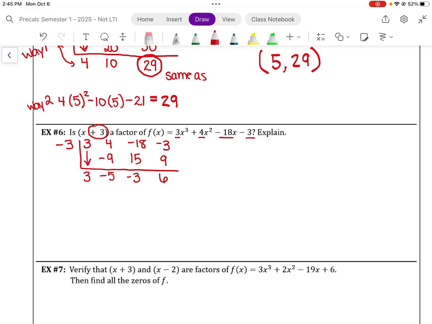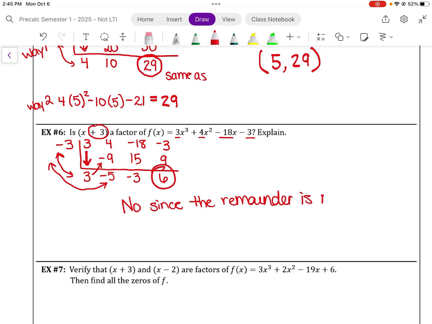So again, if you are still slow to synthetic division, rewind it, watch it again, whatever you need to do. We bring down the first term, we multiply, and then we put that answer there, add straight down. Then we repeat, okay? All right, now to answer our question, is it a factor? It is not, since the remainder is not 0. Simple as that. Okay?